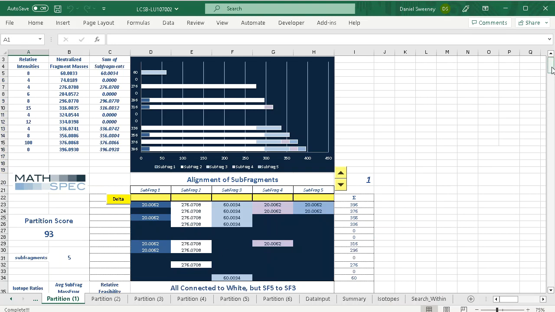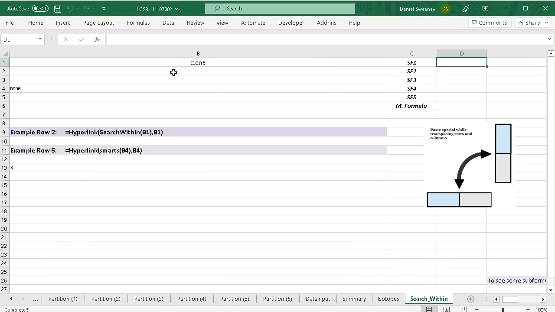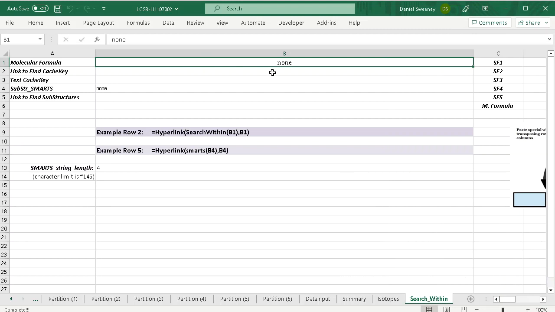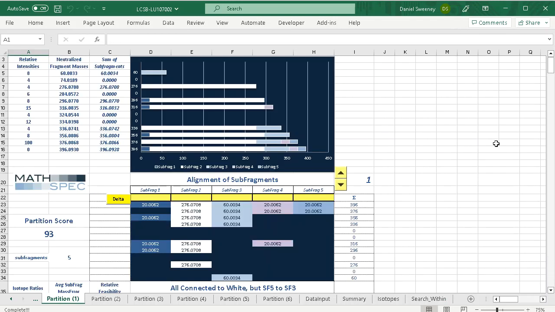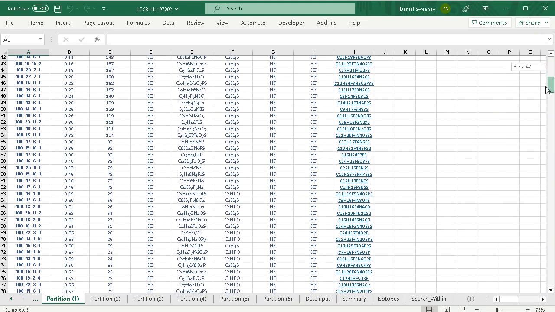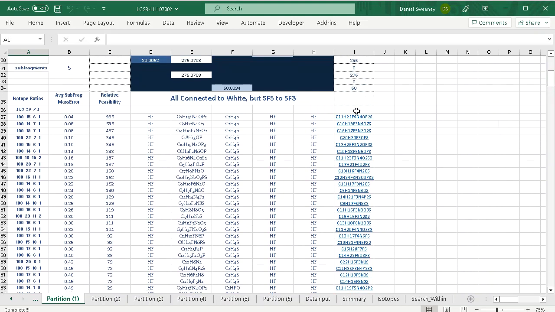But let's go back here to what we would usually try to do also, which is go to the Search Within page and put in that formula if we're happy with a particular formula, and then we could generate a cache of all the compounds in PubChem with that formula and a text cache key. Now in this case, if we look at partition 1, there are a great deal of formulas. The reason is because the one subfragment mass is 276.